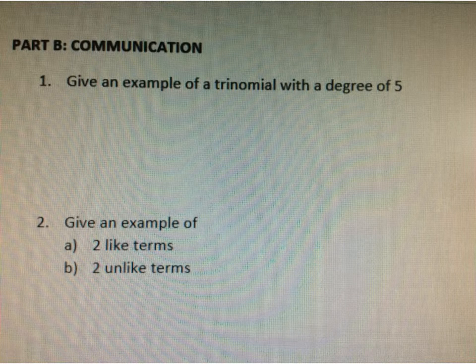So each of these questions is worth about 2 marks each, and I'm looking for a really good explanation and an example. Like in question 1, if it says give an example of a trinomial with a degree of 5, one example would be 2x to the 5, and I need to make it a trinomial, so I need 2 more terms, so let's put 4y plus 14. That's a trinomial, and the highest degree of the exponent of the variable on x is 5 there, so that's the degree of our expression, okay?